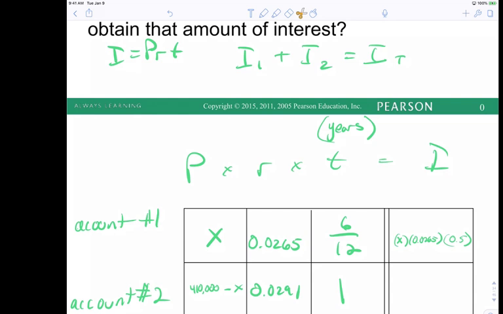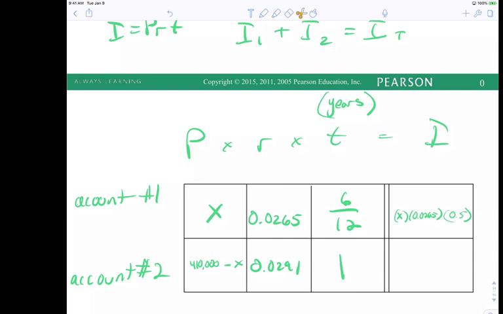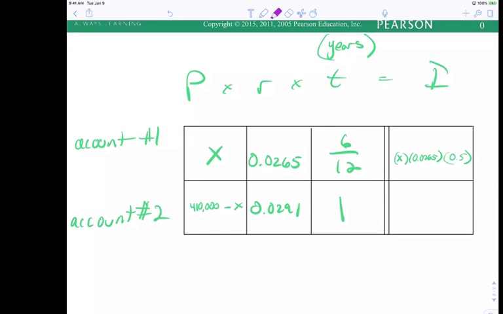Can you tell me about the interest earned on the second account? Yeah, the 410,000 minus X, right? So this is going to be the interest earned on the second account.